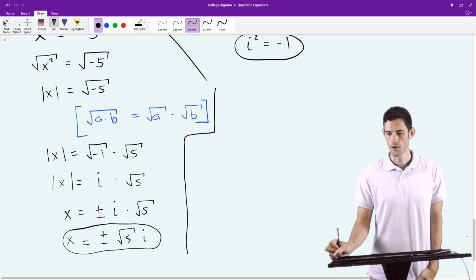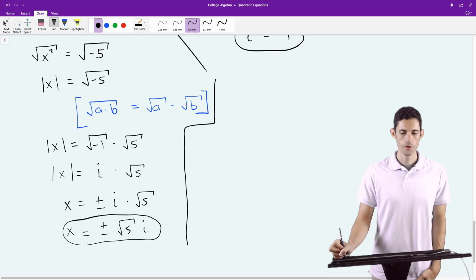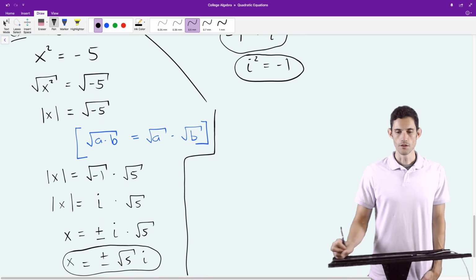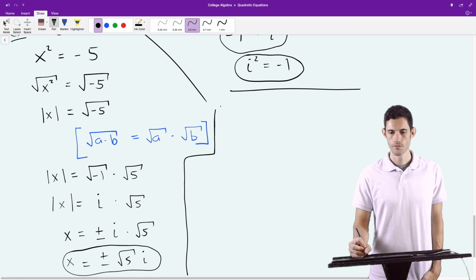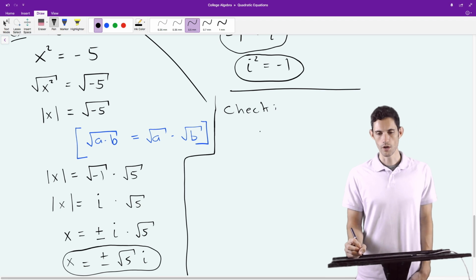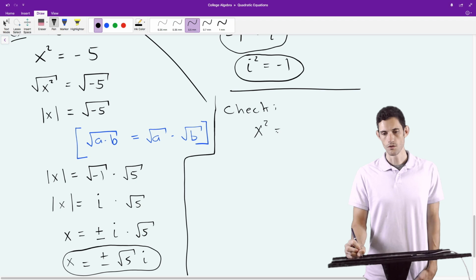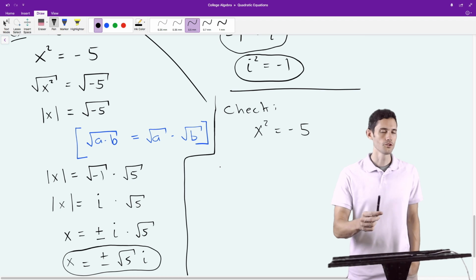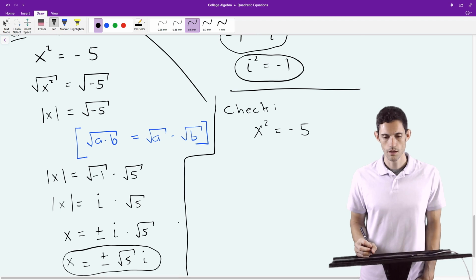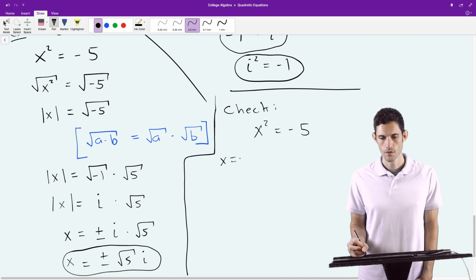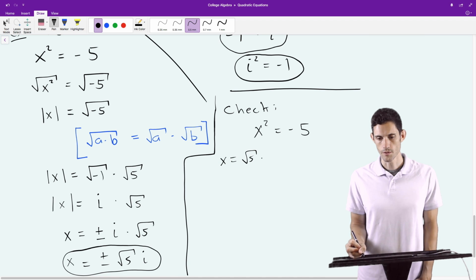So that's x. You have two solutions. Positive square root of 5 times i and negative square root of 5 times i. And so we should check our work. You always want to check your work. So my original equation was x squared equals negative 5. So I've got two solutions, so I want to check both of them. So the first one I'll check is x equals positive square root of 5 times i.